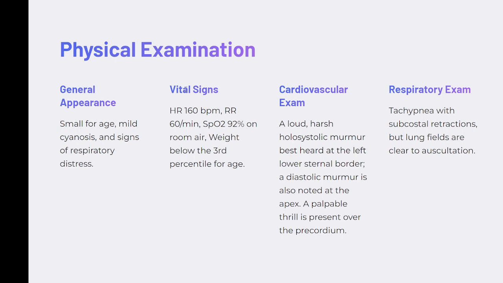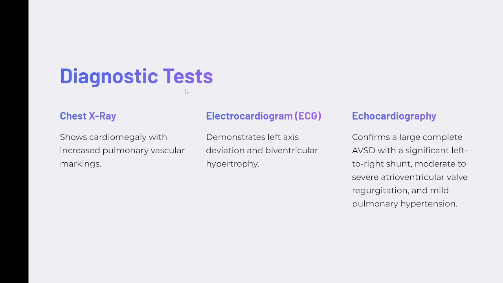Diagnostic tests. Chest X-ray shows cardiomegaly with increased pulmonary vascular markings. Electrocardiogram, ECG, demonstrates left axis deviation and biventricular hypertrophy. Echocardiography confirms a large complete AVSD with a significant left to right shunt, moderate to severe atrioventricular valve regurgitation, and mild pulmonary hypertension.